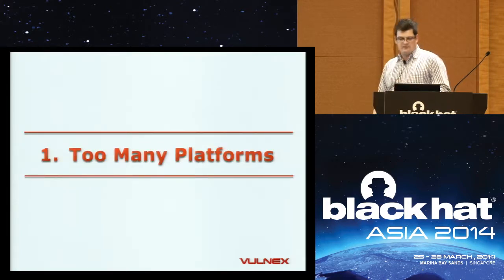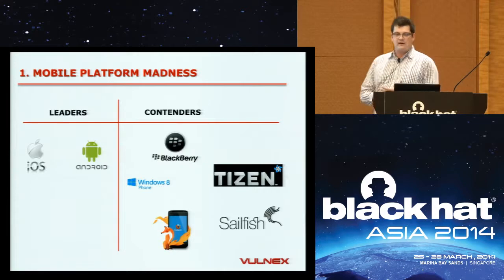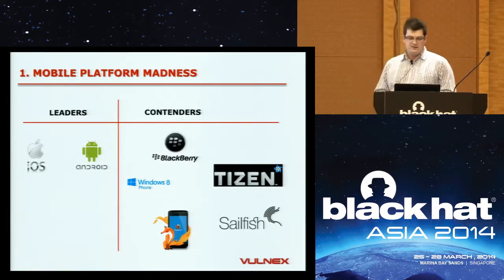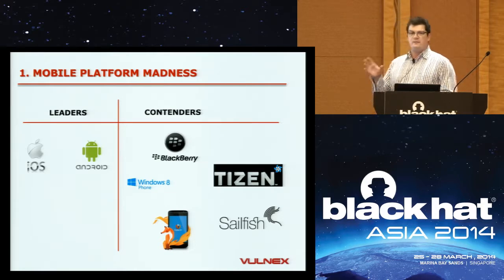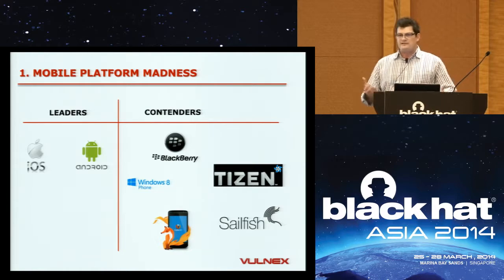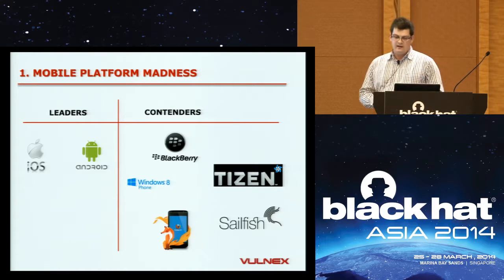So, too many platforms. I guess you are familiar with this, right? Right now it's madness. We have the leaders, of course. We have iPhone and Android. Android is probably the top mobile platform in the world at the moment. But now we can see the contenders. There are many more platforms that have been showing up lately. BlackBerry is trying to come up again to be one of the leaders. It's not at the moment. We have Windows Phone. We have also Firefox OS, Tizen, Sailfish. So there are different mobile platforms.